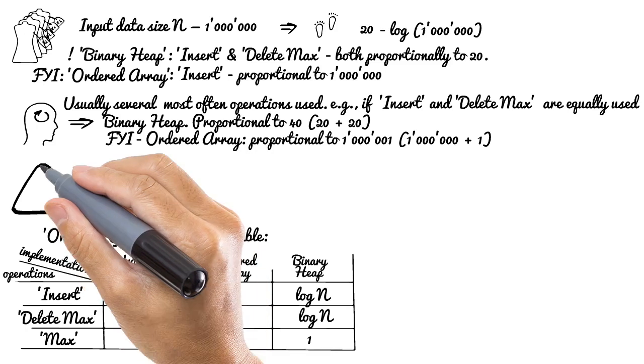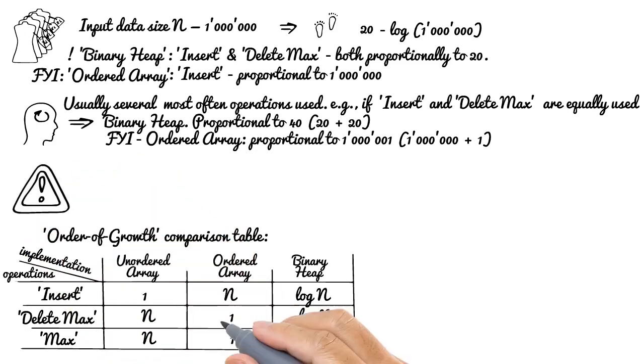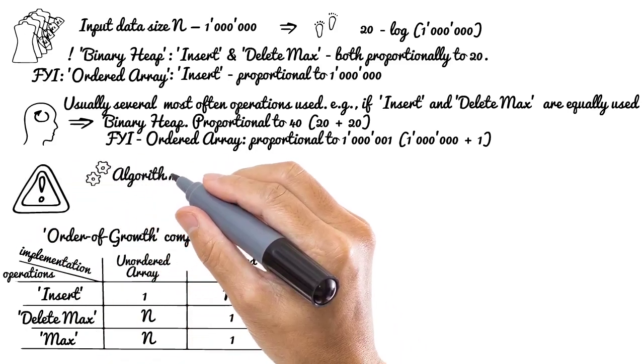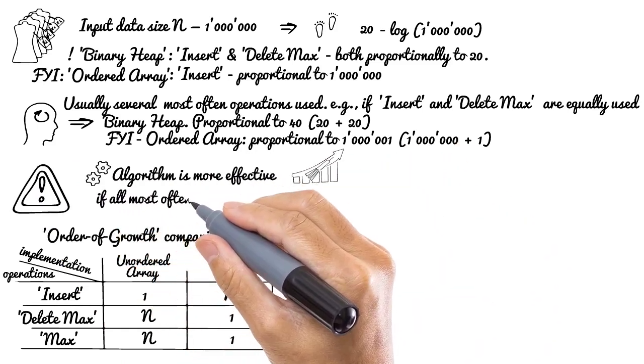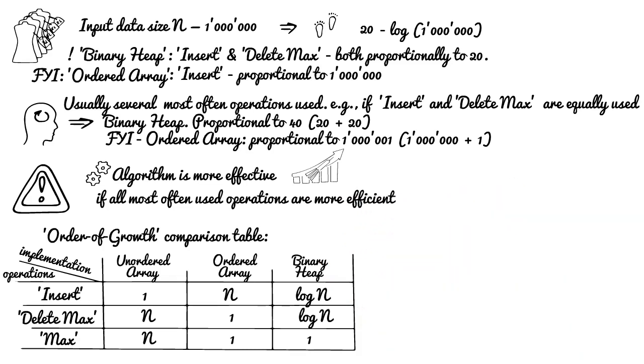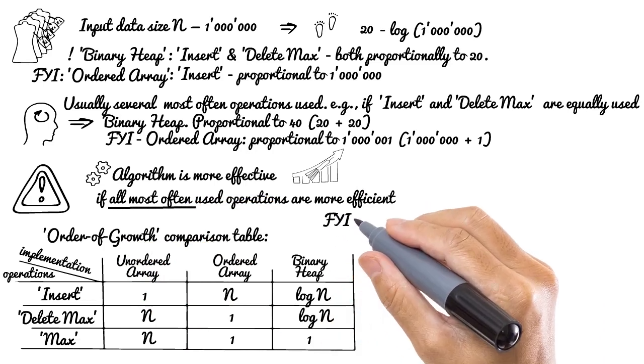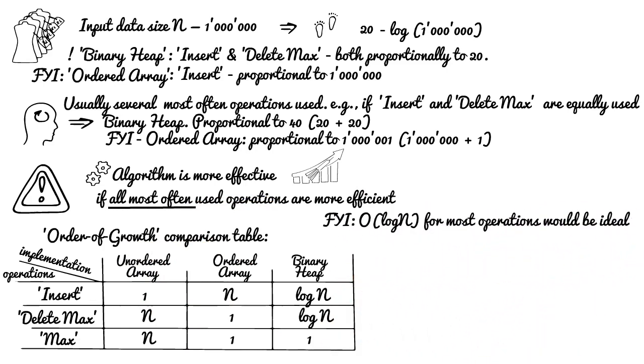What consequent important fact can we also take from this table? An algorithm can be considered more effective compared to other algorithms if all the most often used operations are more efficient. It's usually impossible to have big O constant time for all operations, but trying to have log n big O for most operations and avoiding slower ones like n big O would be the ideal situation for considering an algorithm very efficient. We will see similar situations later for other groups of algorithms.